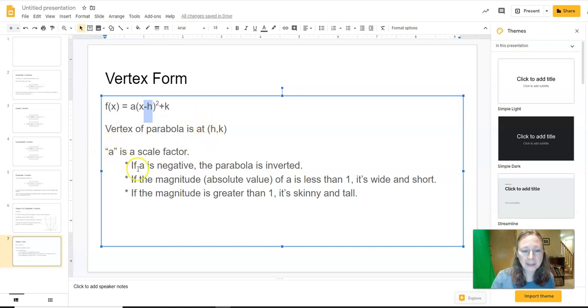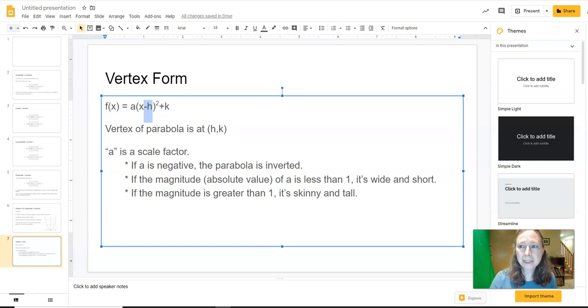And then a is a scale factor. If a is negative, the parabola is inverted. If the magnitude or absolute value of a is less than 1, so it's like a fraction or a decimal, then it's a wide, short parabola. And if the magnitude is greater than 1, then it's a skinny, tall parabola.